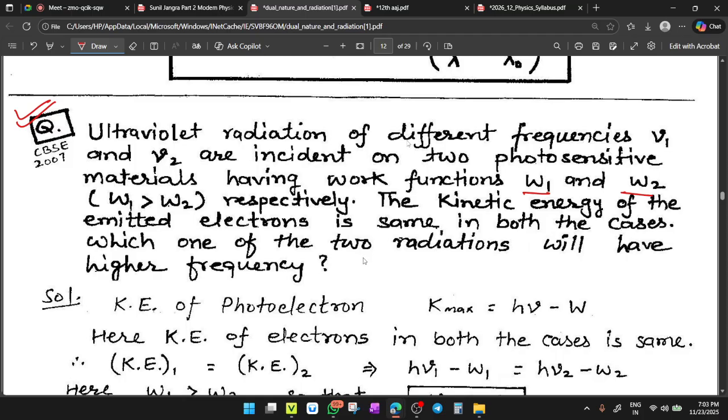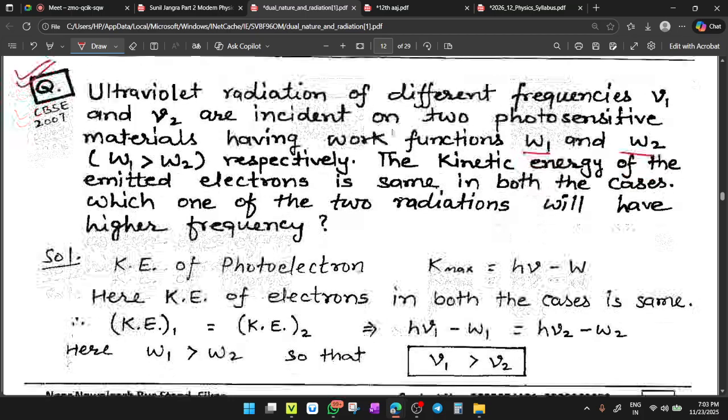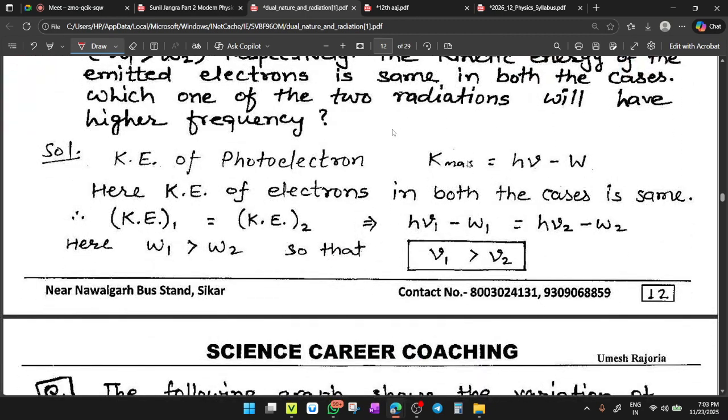Okay. So given the kinetic energy for both the electrons is the same in both cases. The kinetic energy K max we know is equal to h nu minus work function. So it is given here that kinetic energy for the first radiation equals kinetic energy for the second radiation. So h nu 1 minus W1 equals h nu 2 minus W2.